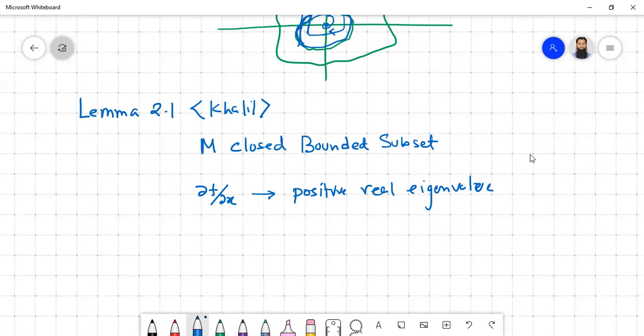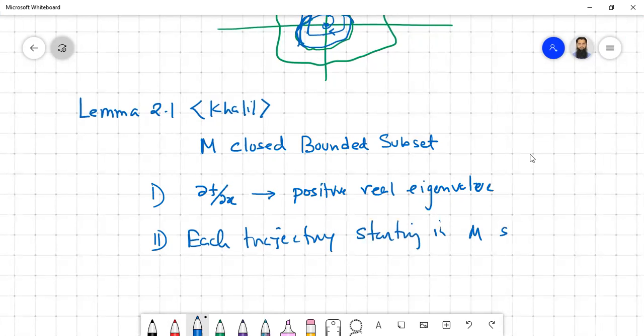Okay, so this is what they are saying. Each trajectory starting in M stays in M. So this is one thing they are saying, and the other one is, each trajectory starting in M stays in M.